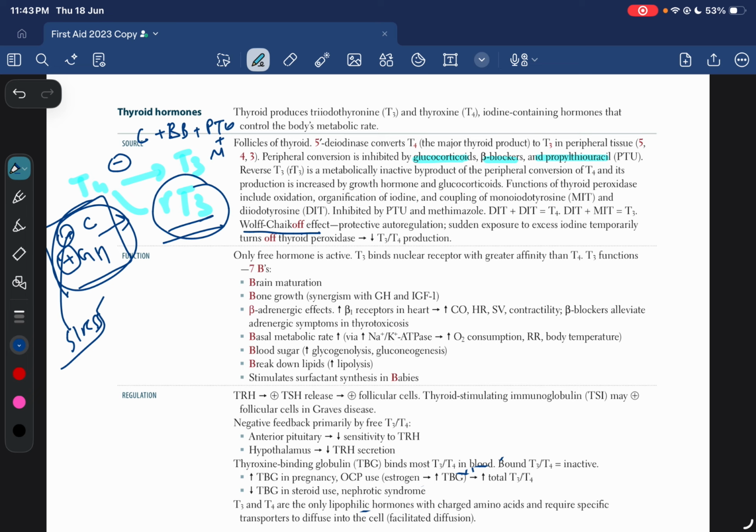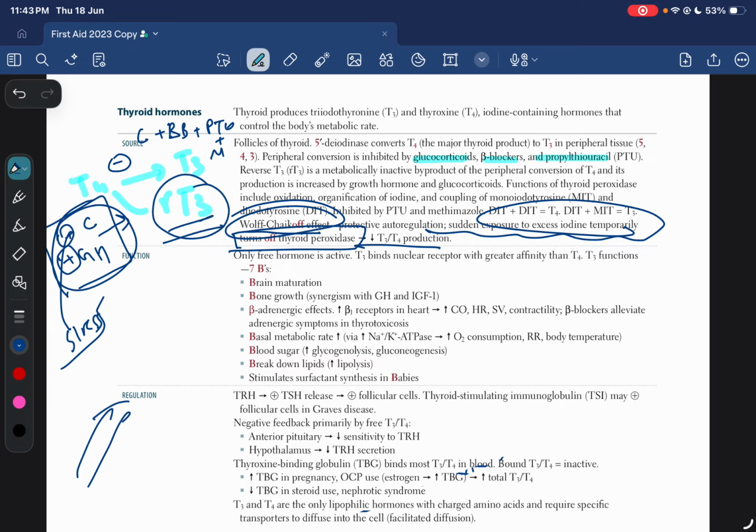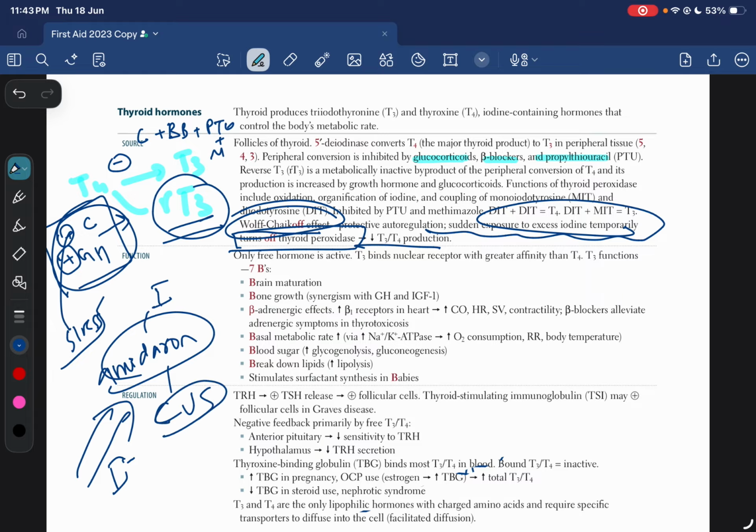Now Wolff-Chaikoff effect is when there's sudden exposure to iodine, which is going to shut off the effect of thyroid peroxidase enzyme, so T3 T4 levels would decrease. So if there's sudden exposure of iodine or iodide ion, it is going to have a Wolff-Chaikoff effect. How do you remember this? The drug called amiodarone, which you might have studied in CVS as well. Amiodarone has iodine in it, and once it is given, it decreases the production of T3, T4.